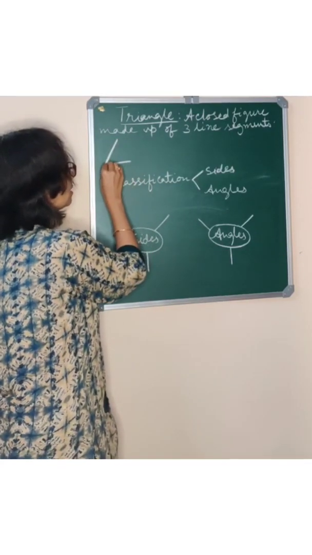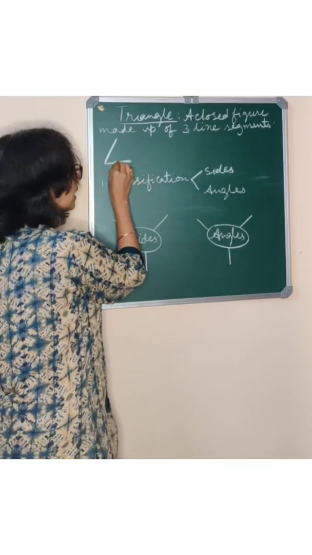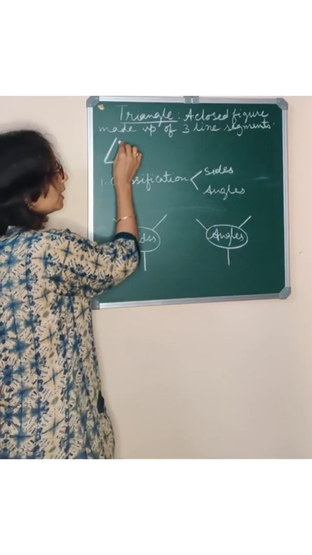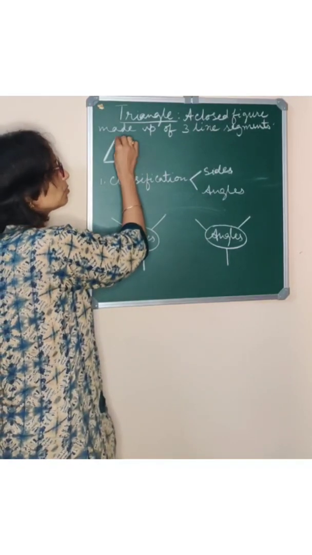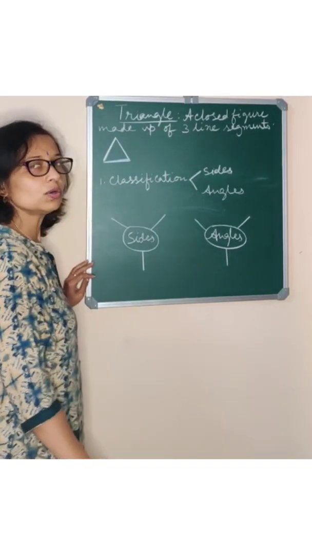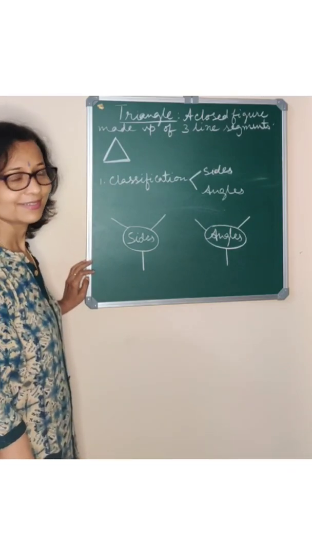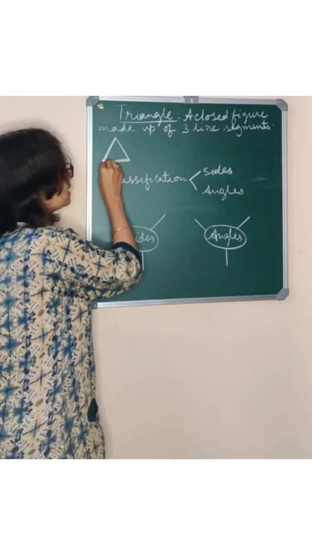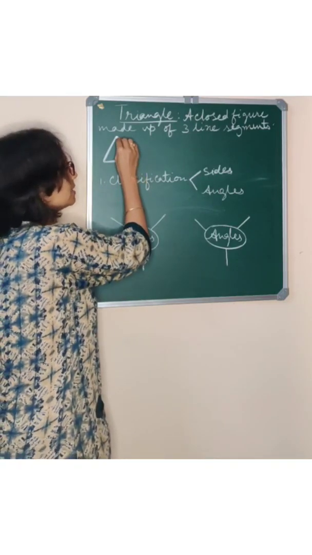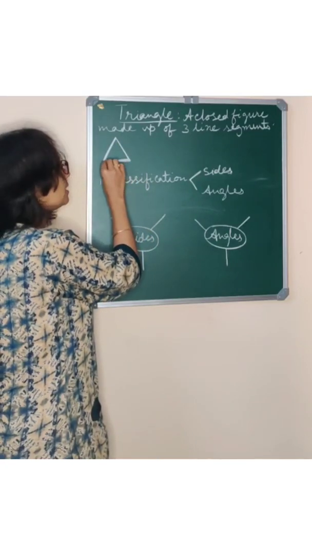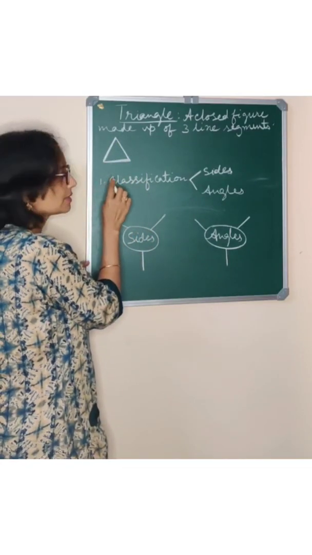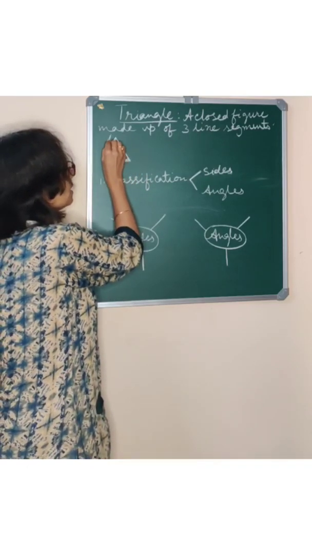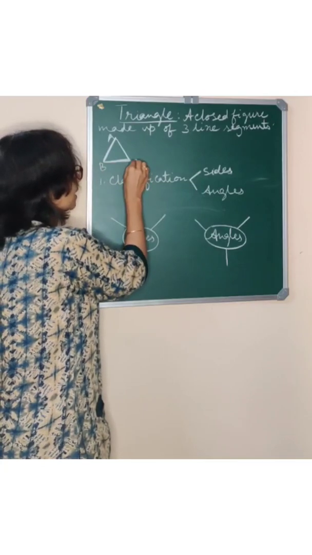You have already learned how to draw an angle. When two rays meet at an initial point, they form an angle. Just join the third line to form a triangle. I hope it is very simple. So this is one line segment, this is another line segment, and this is the third line segment. Three straight line segments together make a triangle. Let me name it A, B and C.